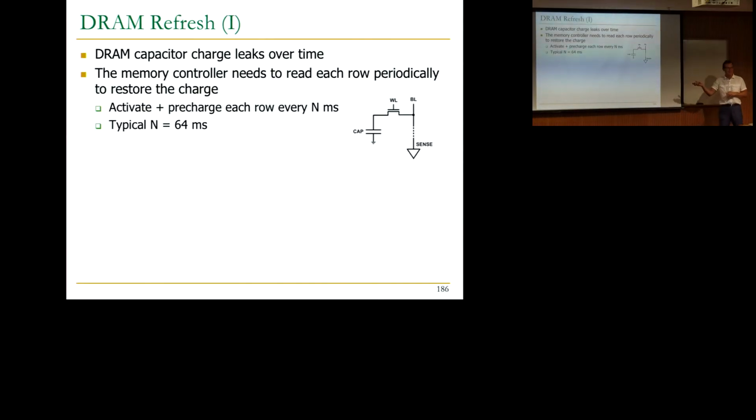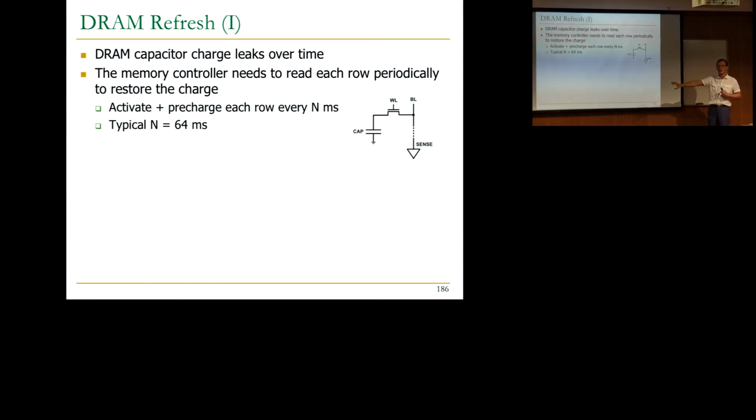Okay, refresh is the next topic. This is important, and we're going to take some time to cover this. As I said, DRAM capacitor charge leaks over time, and the memory controller needs to read each row periodically to restore the charge. You can think of refresh as activate-precharge every row every N milliseconds. It's not how it's done today. There used to be a time when it was exactly done this way.